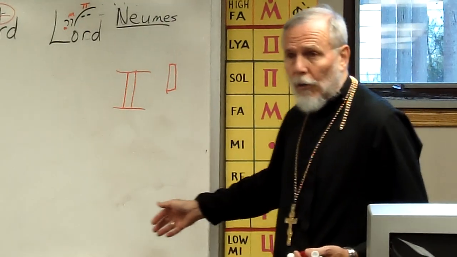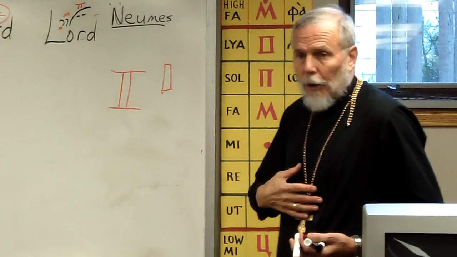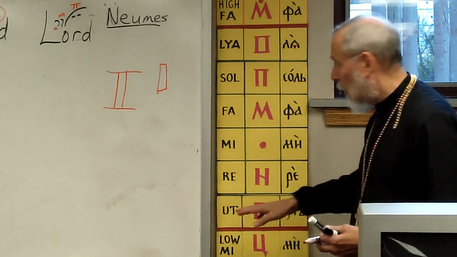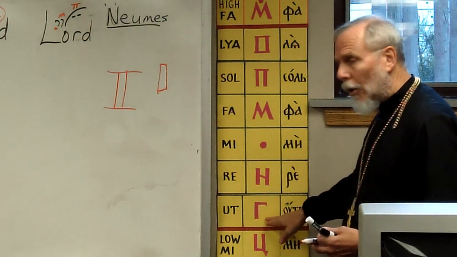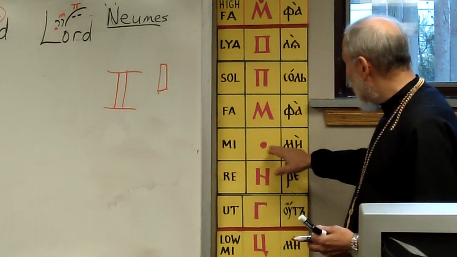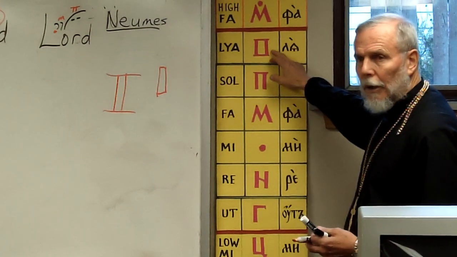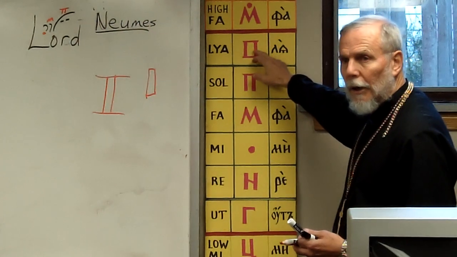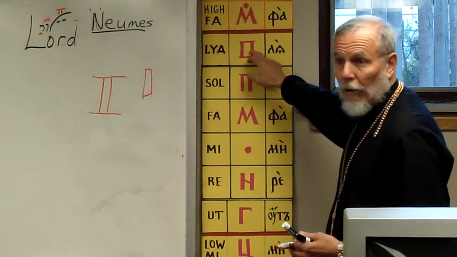Do you guys still have music in school? At least when I was a kid, we went do, re, mi, fa, sol, la, ti, do. You don't do that? We sing in school. All right, but I'm going to go ut, re, mi, fa, sol, la, ut, re, mi, fa, sol, la. Okay, everybody's following that?